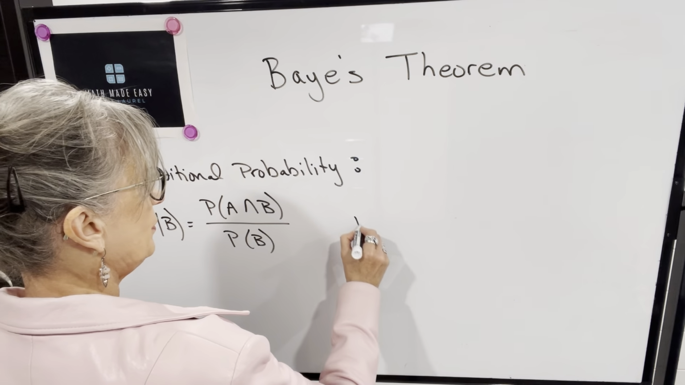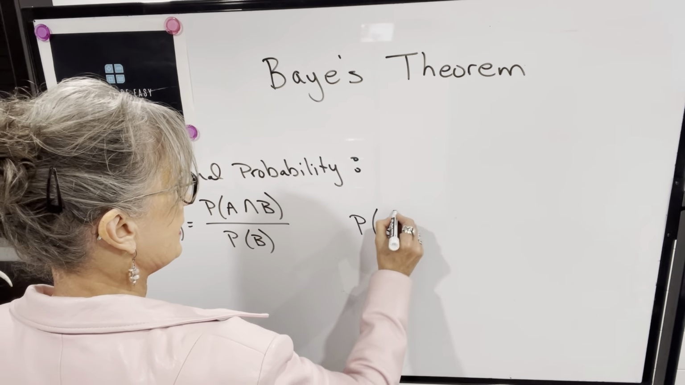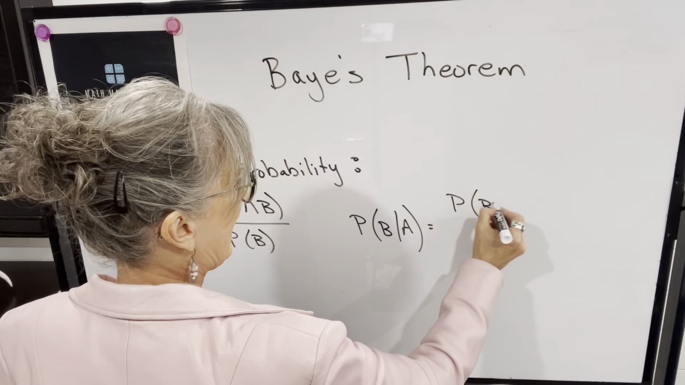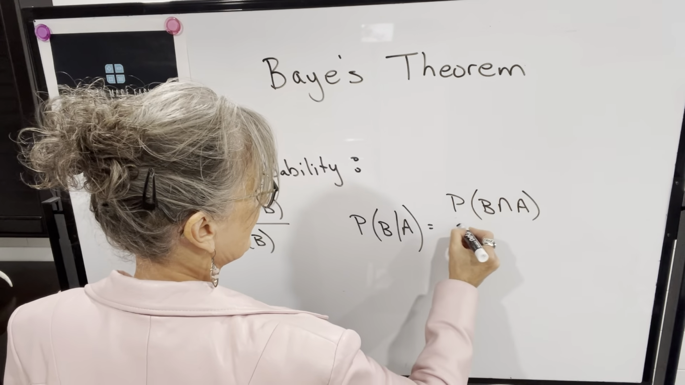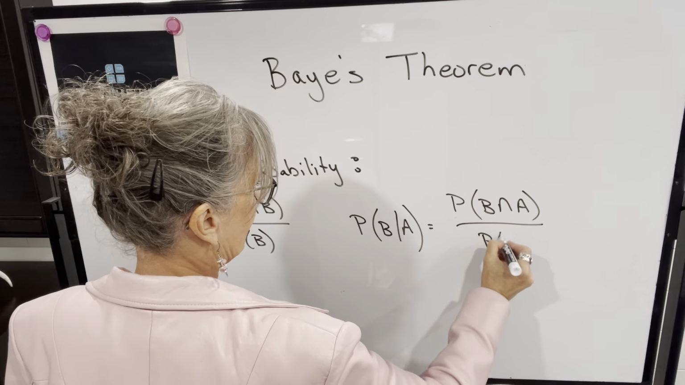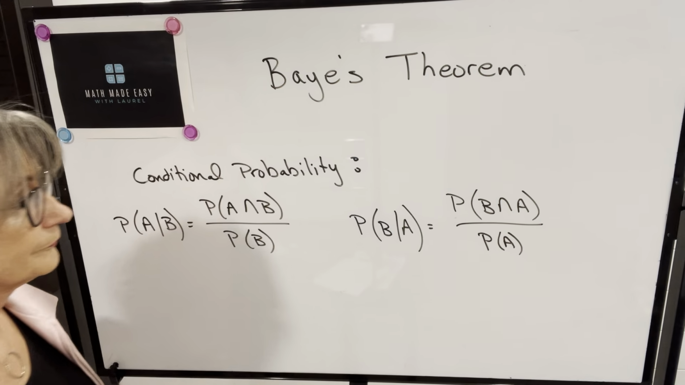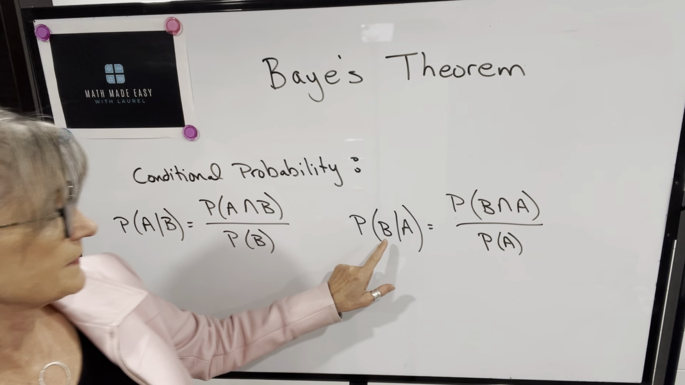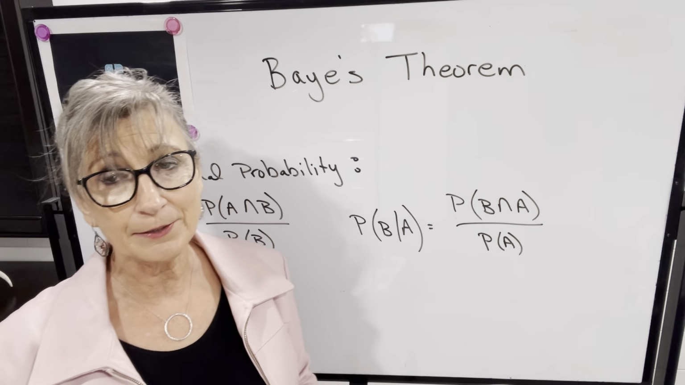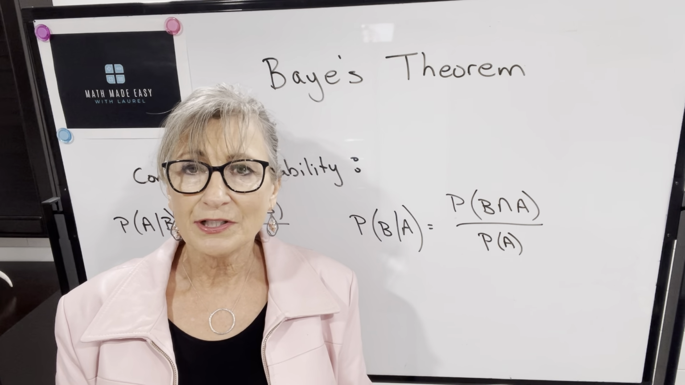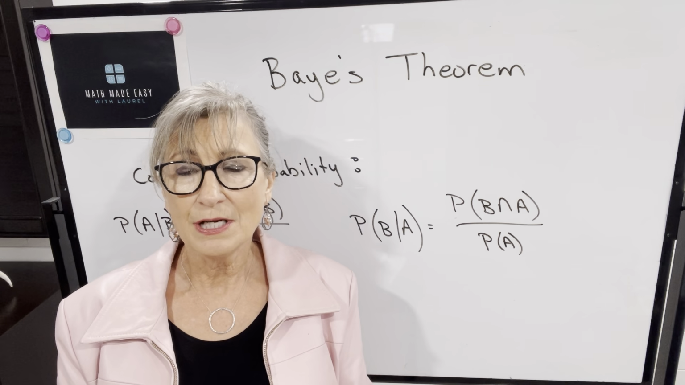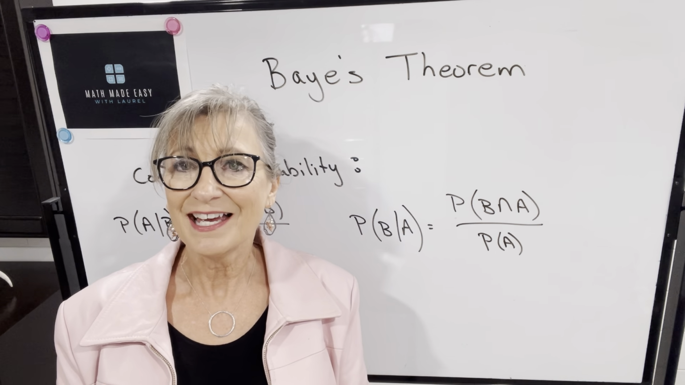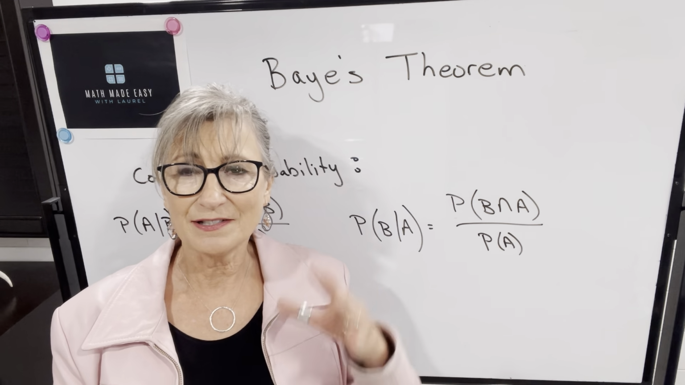Similarly, the probability of B given A will be equal to the probability of B and A divided by the probability of A. So one gives the conditional probability of A given B. This gives the conditional probability of B given A. Often in probability, you will see questions where they ask you for a conditional probability when the other conditional probability is given. And in order to do that, you're going to need Bayes' theorem.